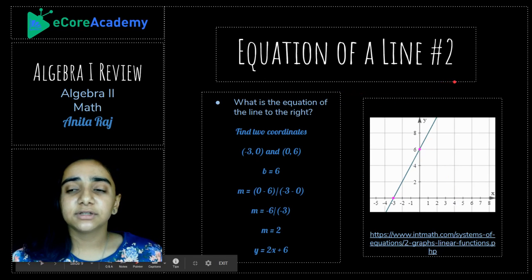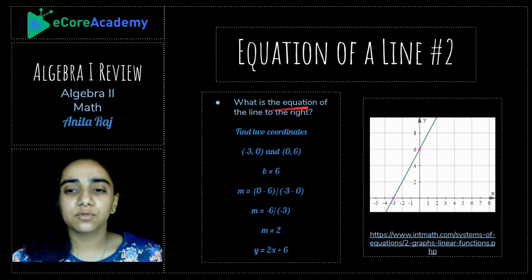Okay, let's look at equation of a line number 2. I'm giving you another example. What is the equation of the line to the right? So in this example, I've actually given you a linear equation, but here there are 2 points indicated. So you have to come up with your whole linear equation just by looking at this graph. And it is possible, so let's see how you do it.